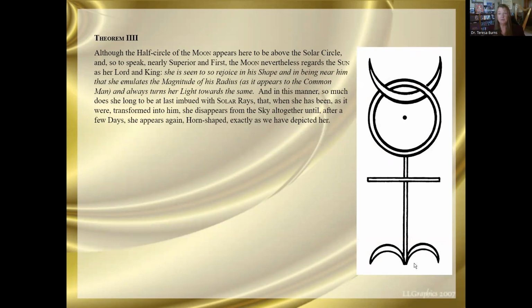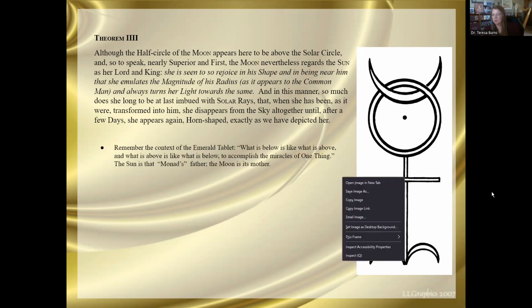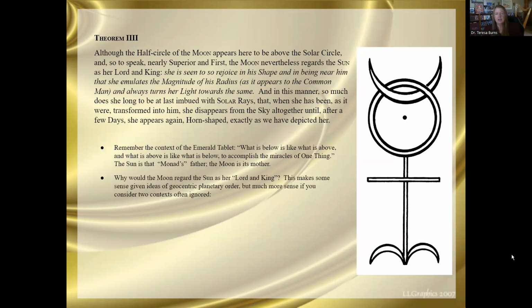That brings us to theorem 4. Okay, so let's read this and then talk about what he's doing here. D says, although the half circle of the moon appears here to be above the solar circle, and so to speak, nearly superior and first, the moon nevertheless regards the sun as her lord and king. All right, superior can just mean above, right? And so here, this is above. It can mean, but doesn't have to mean, better than. So what is going on?